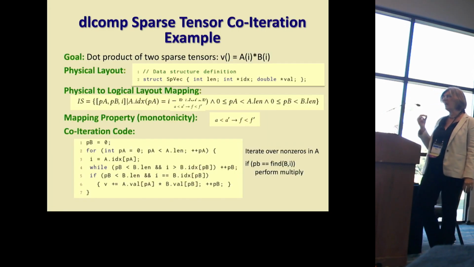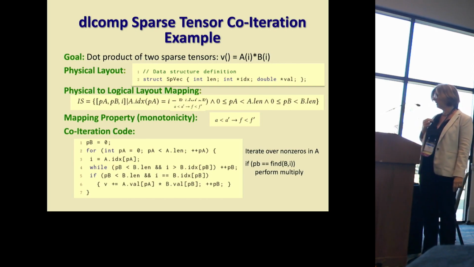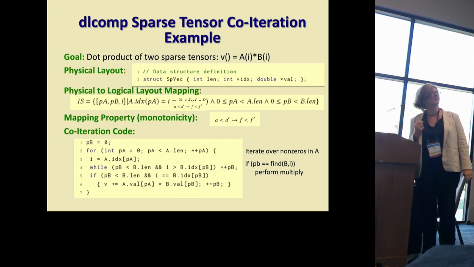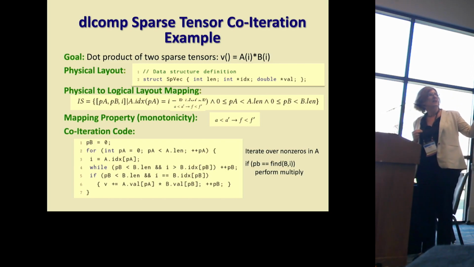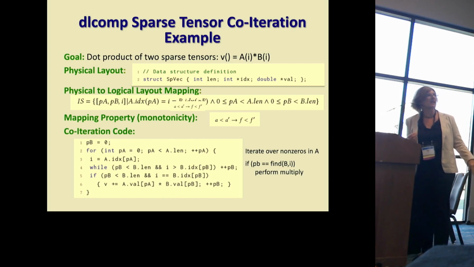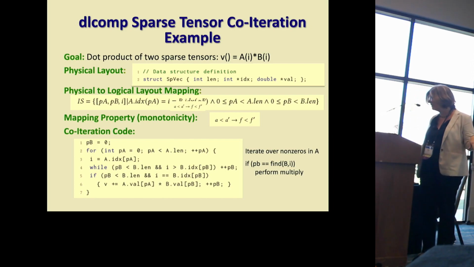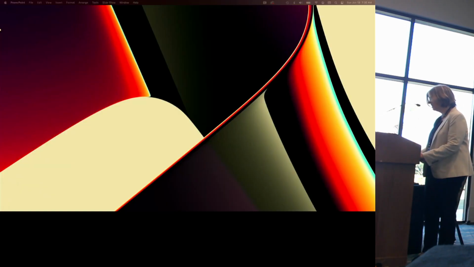And so let's just walk through this dot product and show you how it's represented and what the generated code looks like. So the physical layout is, in C, a length, and that's how many non-zeros there are. And for each non-zero, it has an index and a value. Okay, and so the physical, something here, let me fix this. Something that I messed up.